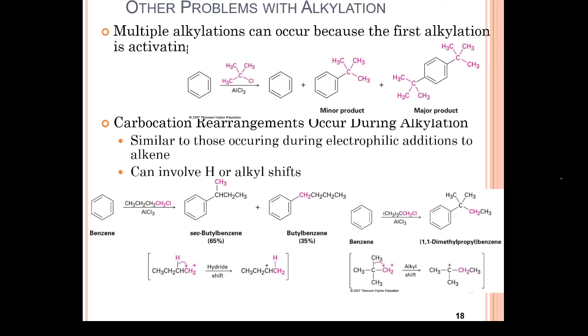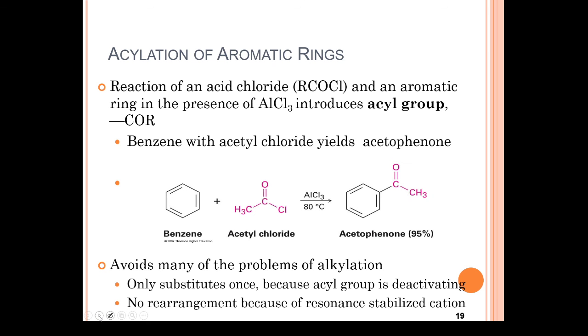So what can we do if we want to add a chain but we don't want it to be something like this? Well, what we can do there, okay, is add an acyl group. And the difference between adding an acyl group and an alkyl group is this. Okay. An acyl group, all right, once it adds to the ring, decreases reaction rate.